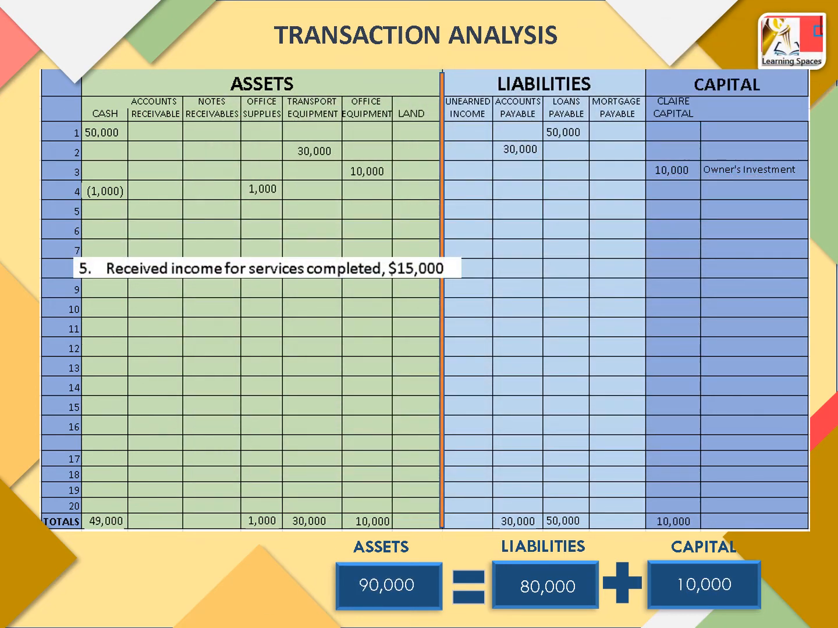Now for the fifth transaction, the $15,000 receipt for services completed will increase cash in the asset section. Since this is a revenue account, it will be a direct increase in the owner's capital.